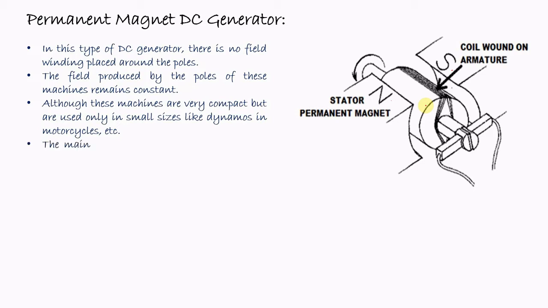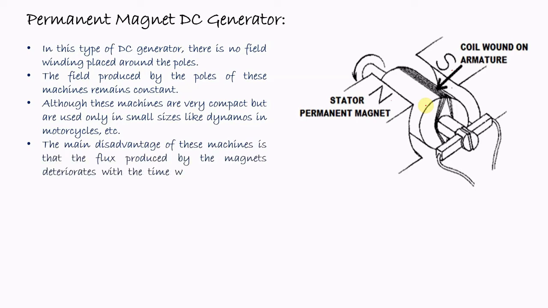The main disadvantage of this machine is that the flux produced by the magnet deteriorates with time, which changes the characteristics of the machine. That means the strength of the permanent magnet gradually decreases over a period of time. Therefore, the behavior or the characteristics of the machine also deteriorate. That's why the application of the permanent magnet is very limited.